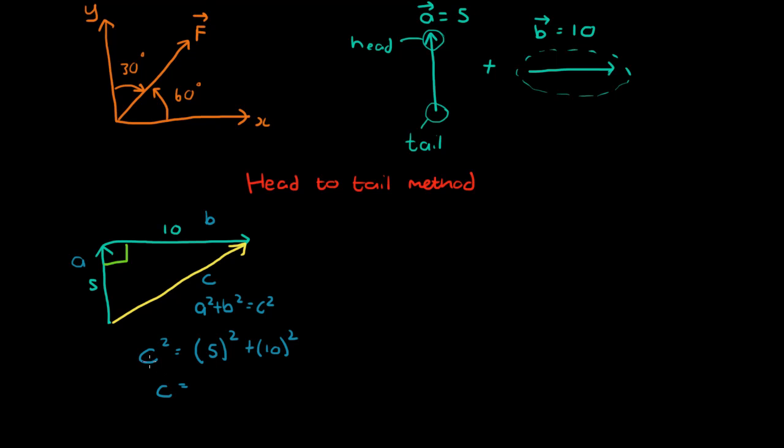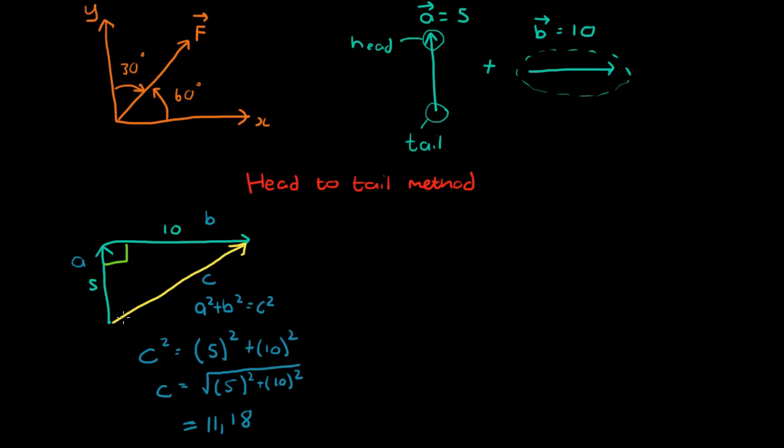Then we get rid of the squared on the left-hand side by square rooting both sides. So if we're getting rid of that squared, then C is equal to the square root of 5 squared plus 10 squared. I'll give you a few seconds to work that out. I'll work it out also. And you should get the answer of 11.18.